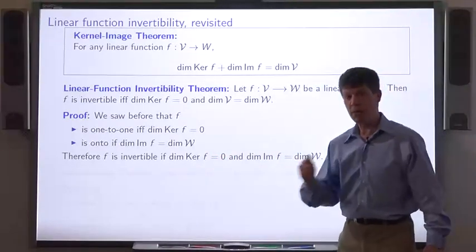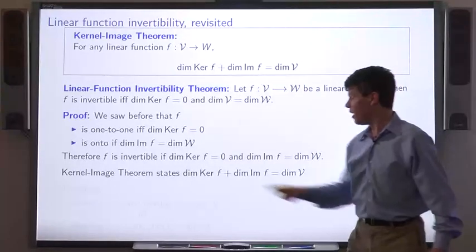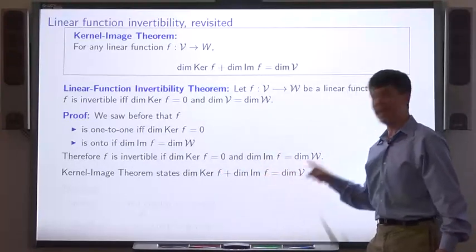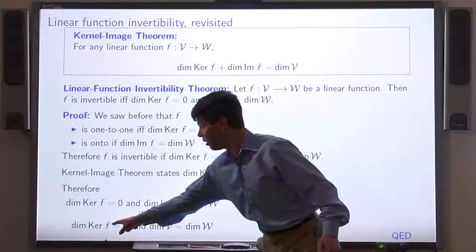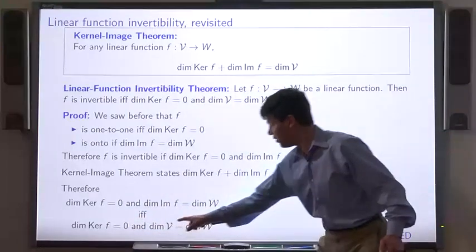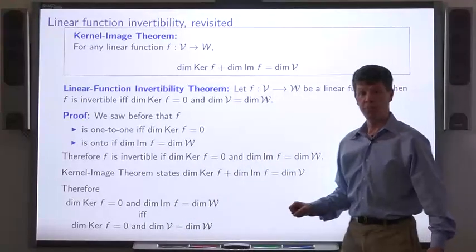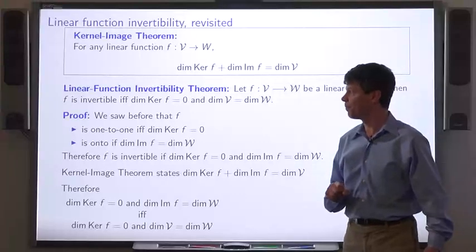the codomain. But now we have an additional tool, the kernel image theorem, which tells us that the dimension of the kernel of f plus the dimension of the image of f equals the dimension of the domain. So using that, the dimension of the kernel equals 0 and the dimension of the image equals the dimension of the codomain if and only if the dimension of the kernel equals 0 and the dimension of the domain equals the dimension of the codomain. And that completes the proof of the linear function invertibility theorem.